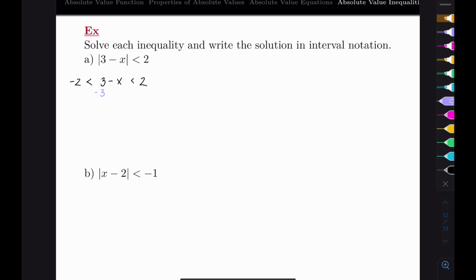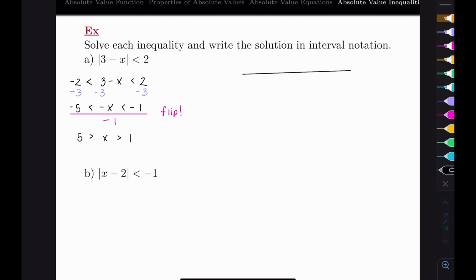So I need to get the x on its own. So we go ahead and subtract 3 from everything. This gives us negative 5 on the left, negative x in the middle, and negative 1 on the right. And then again, to get x by itself, I've got to divide by negative 1, but because we divide by a negative number, we have to flip the sign. So we get 5 is greater than x is greater than positive 1.